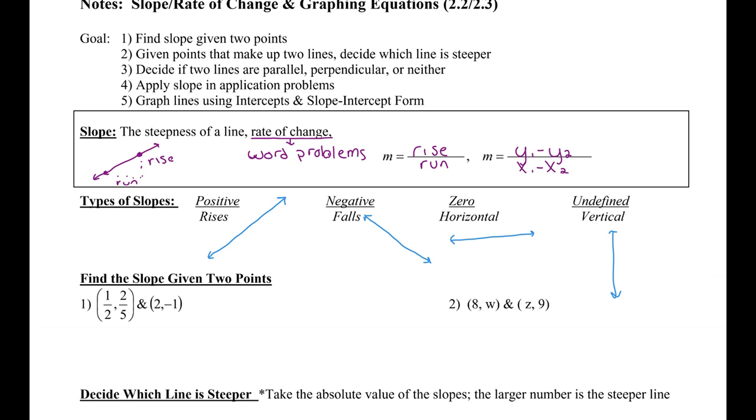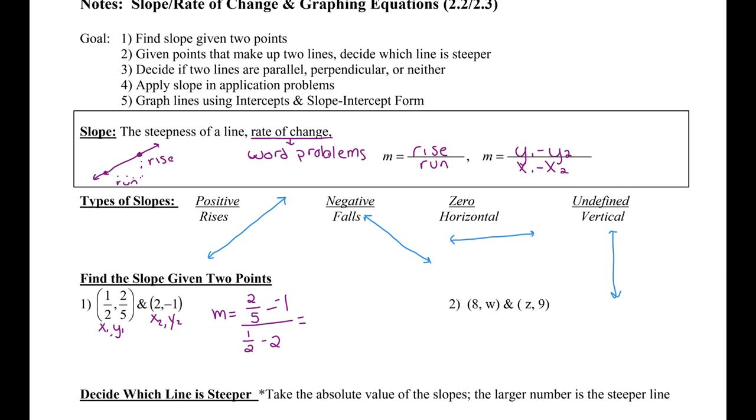To practice, we are going to find the slope between two given points. So I'm going to make the first point my x1 and y1 values, and the second point my x2 and y2 values, and I'm going to plug them into the formula for slope. So I will have y1 minus y2 over x1 minus x2.